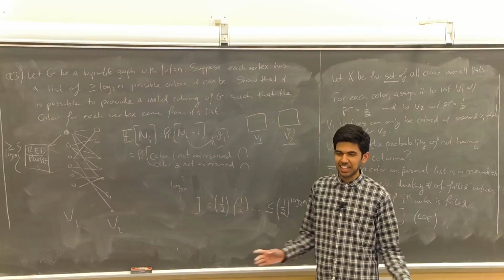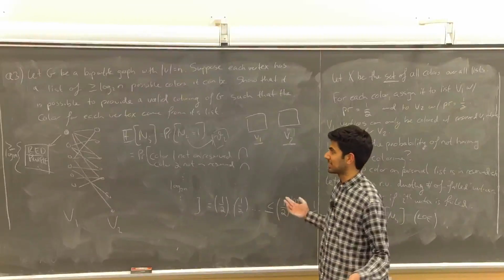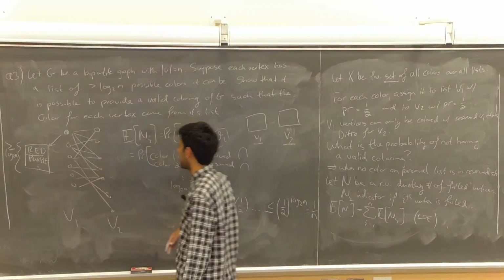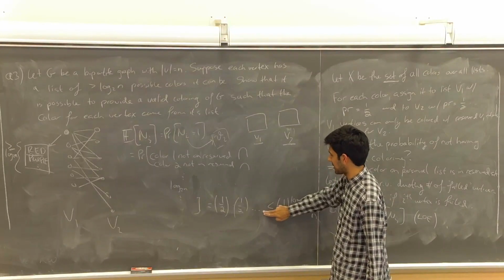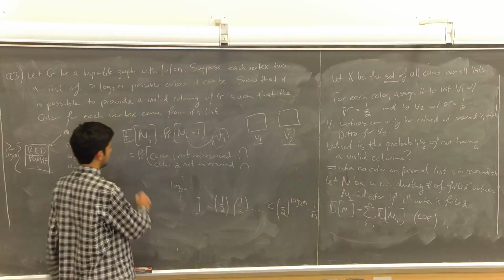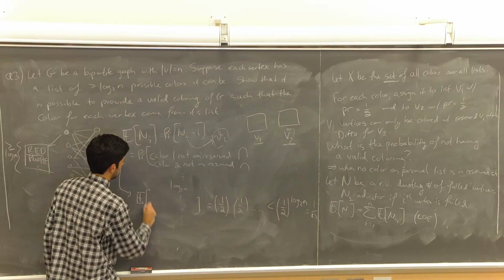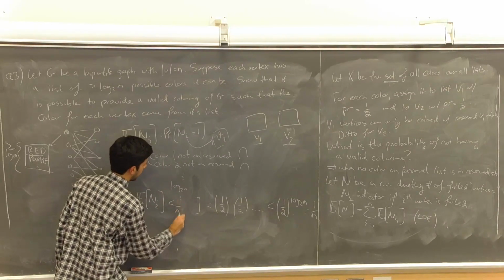I just realized I kind of wrote the problem a little bit wrong. I don't feel like re-recording all of it since it's a small mistake. This should not be greater than or equal to, this should just be greater than. And that changes this slightly because this less than or equal to just becomes a less than sign. So we know now that the expectation of n sub I is less than 1 over n.